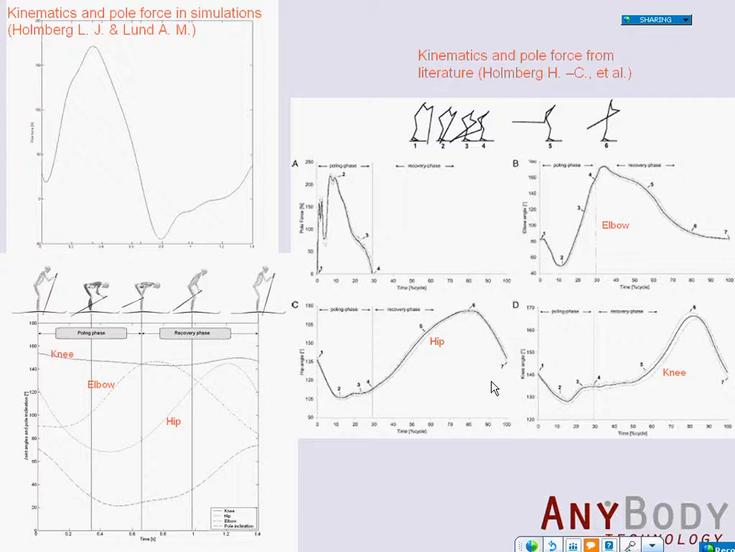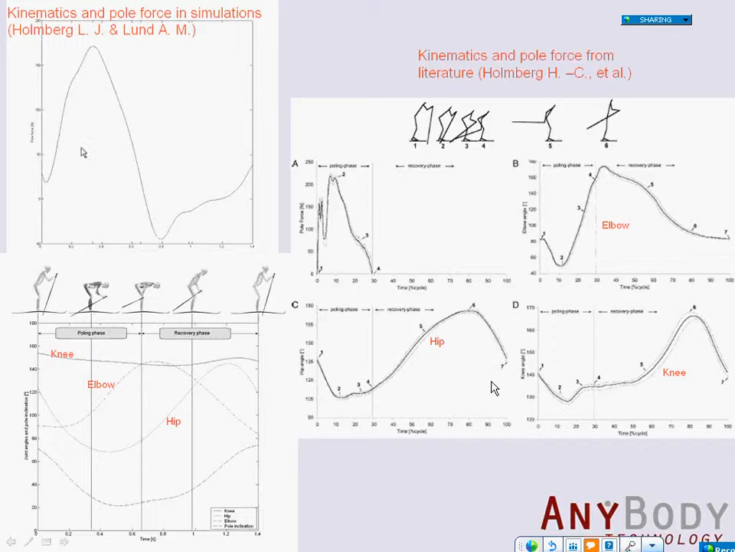If we look at the simulation and ergometry study, we have a total cycle time of 1.4 seconds. That is the time for one pulling cycle. And in the roller ski study, it doesn't show here, but it's 1.1 seconds. And then the pulling phase is 50% in the simulation from the ergometer study, while it's 30% from the roller ski study.